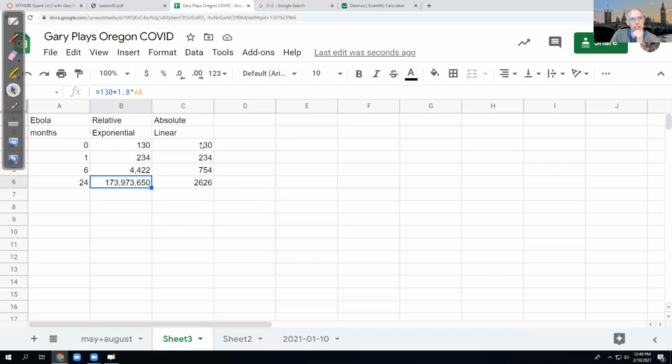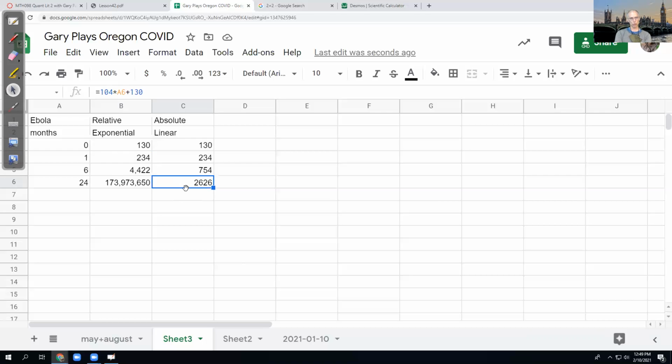And then the linear one says, if it keeps growing only by 104 cases per month, then it's going to be more like almost 3,000 cases. So you get pretty different case numbers from the exponential model to the linear model here. So looking at this, which one might be a more accurate representation of what was going on?